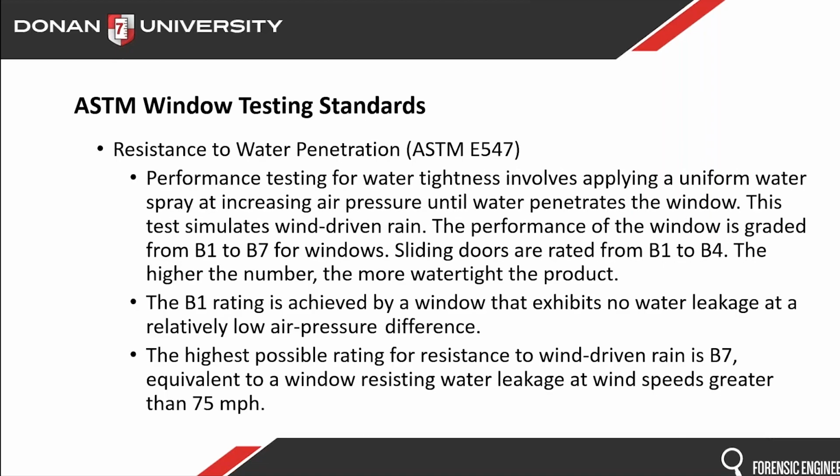Water penetration. So how well does the window resist penetration of water? So this test for water tightness involves applying a uniform water spray at increasing air pressure until water penetrates the window. This test simulates wind-driven rain. So it's graded from a B1 to B7, and of course the higher number, the more watertight the product. So of course B1 is done at a very low pressure, whereas a B7, the highest one, is tested at a pressure up to 75 miles per hour.